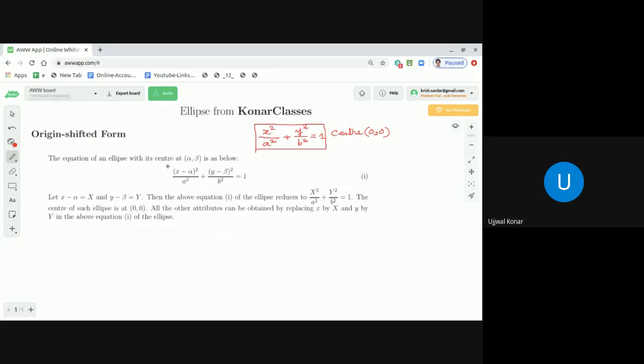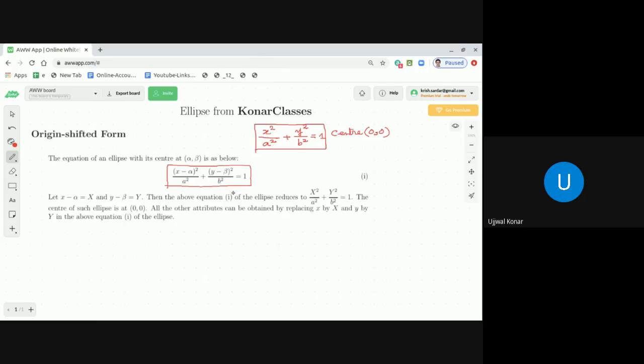When you see this equation, x minus alpha whole square by a square plus y minus beta whole square by b square equal to 1, this is an equation where the center is actually at the point alpha comma beta.